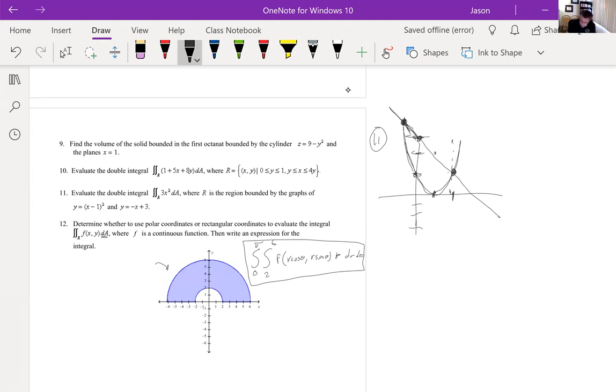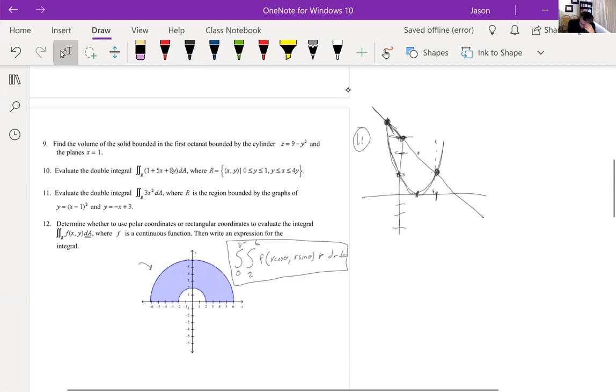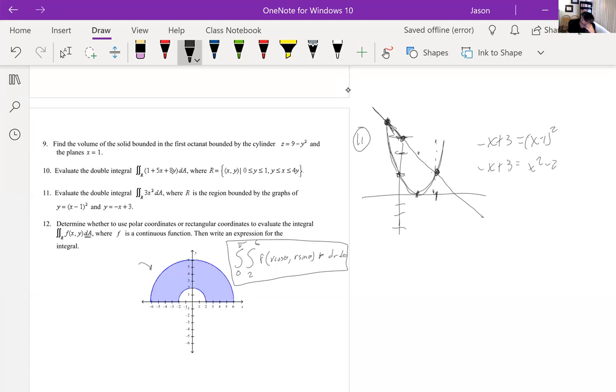Where are the intersections here? Let's just set these equal to each other and solve. Negative x plus 3 is equal to x minus 1 squared. Negative x plus 3 is equal to x squared minus 2x plus 1. Okay, so then this is going to be x squared minus x minus 2. So that's not a point, by the way. That's x equals negative 2, x equals 1.